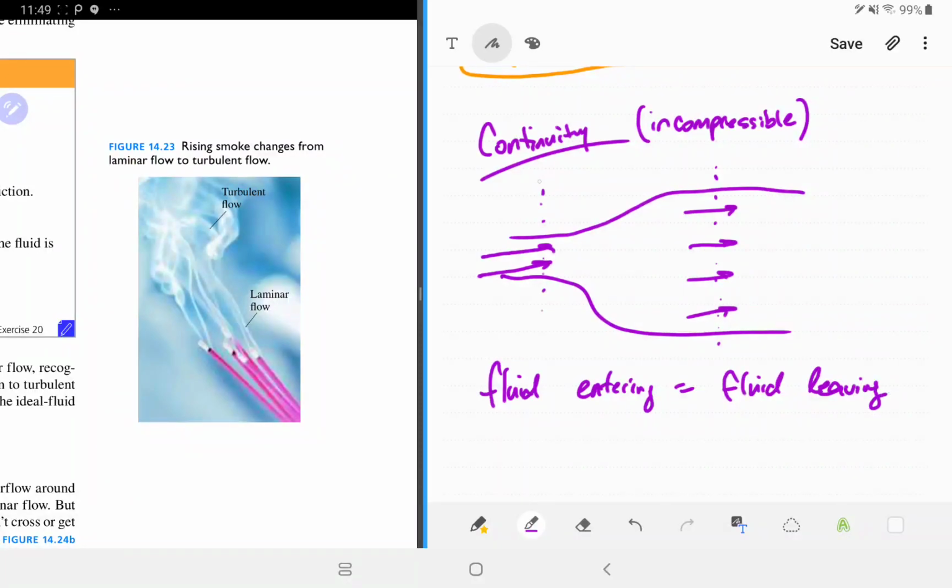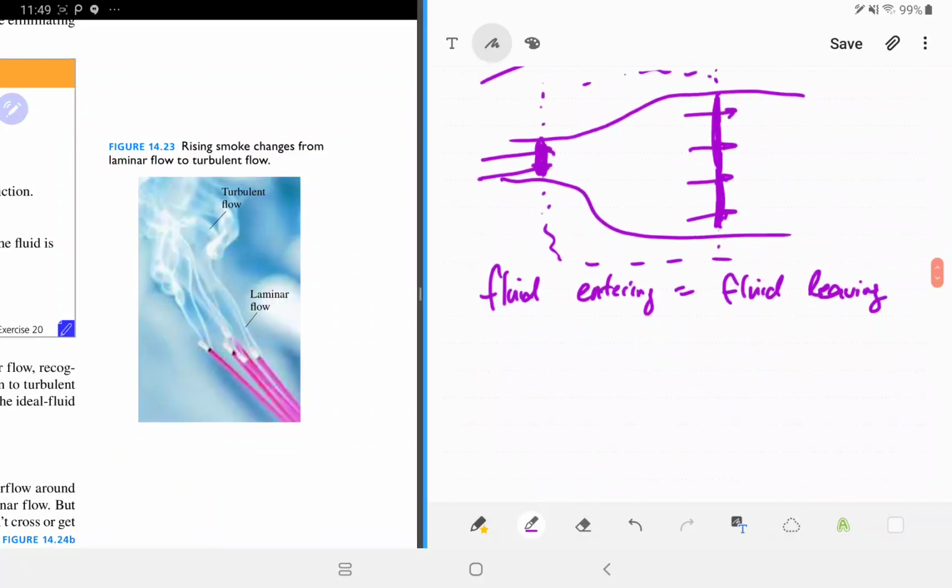Entering or leaving what? Well, just pretend there's a box right here. But really, we're focusing on what's going on right there and what's going on right there. So how are we going to quantify the amount of fluid entering and fluid leaving? In terms of dimensions, we're going to look at the volume of fluid per unit time. So the volume of fluid per unit time that's entering is equal to the volume of fluid leaving per unit time.